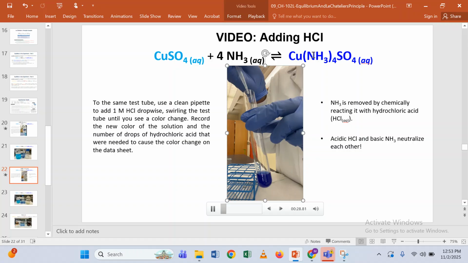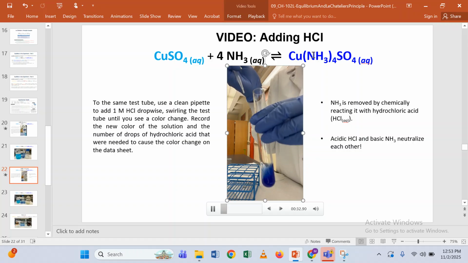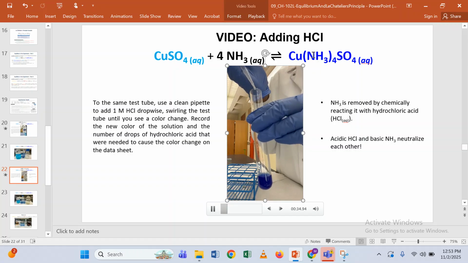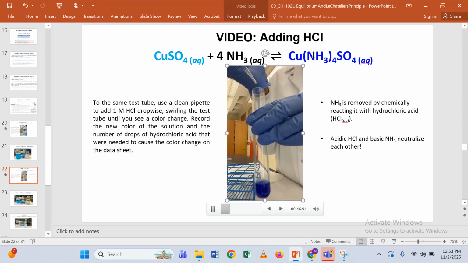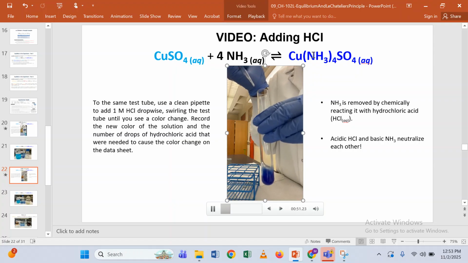All right, one drop of acid, nothing happens, not yet. A second drop of acid, nothing yet. A third drop of acid, nothing yet. A fourth drop of acid, so the equilibrium is still to the right.